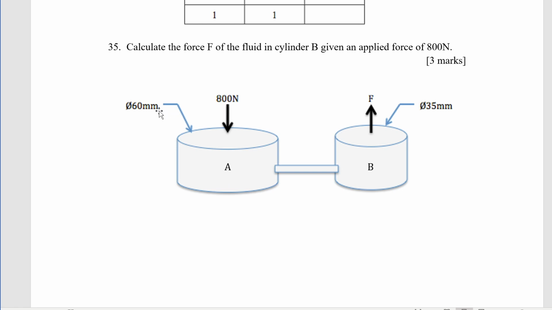Okay, so in this case here, we've got 2 cylinders. These questions are really common. We can see that this one is bigger. So remember, big force, big area. So what we have here is this one is 60, this one's 35. So the diameter ratio is 60 divided by 35, which is 1.7. We're going to square that to get the area ratio, which is 2.94. And so we're going to say that 800 divided by 2.94 gives us an answer of 272.2.